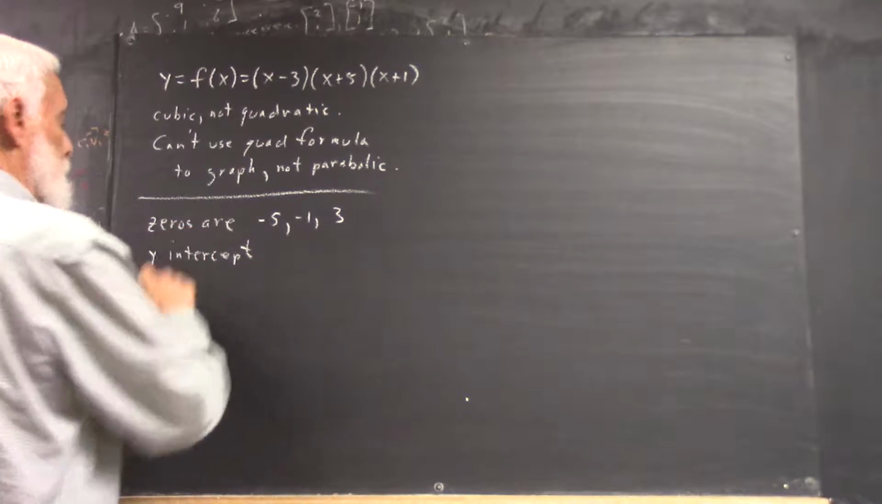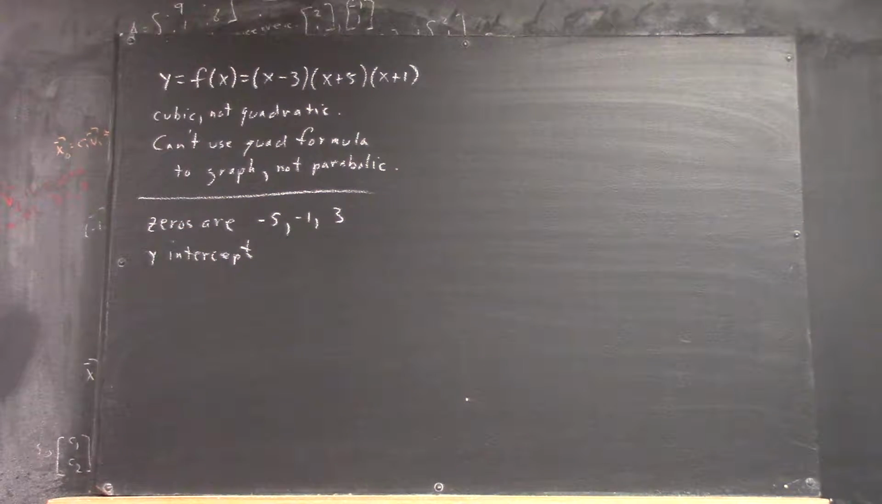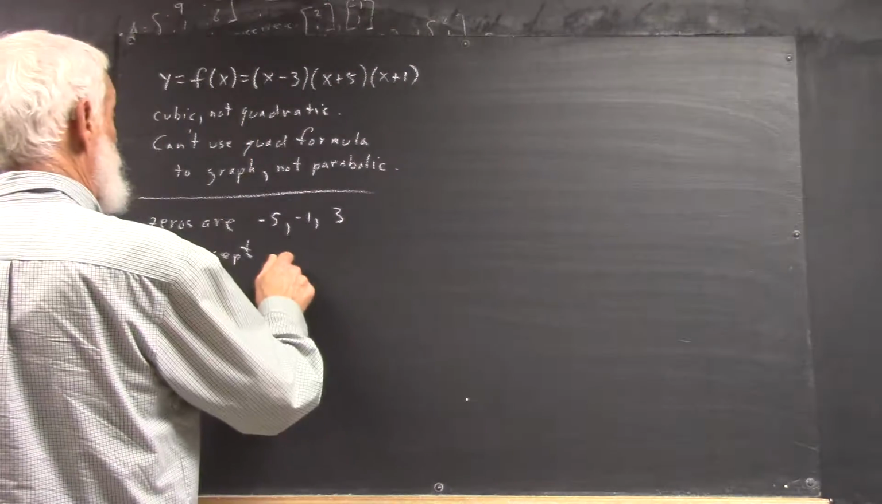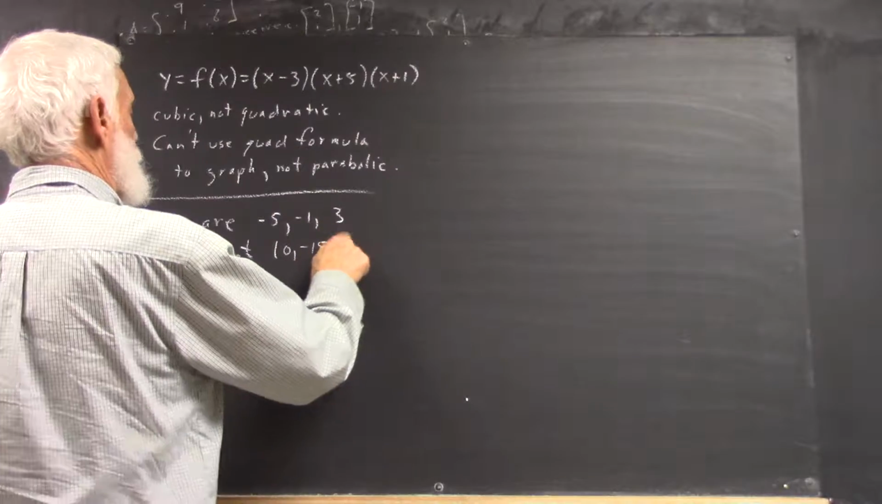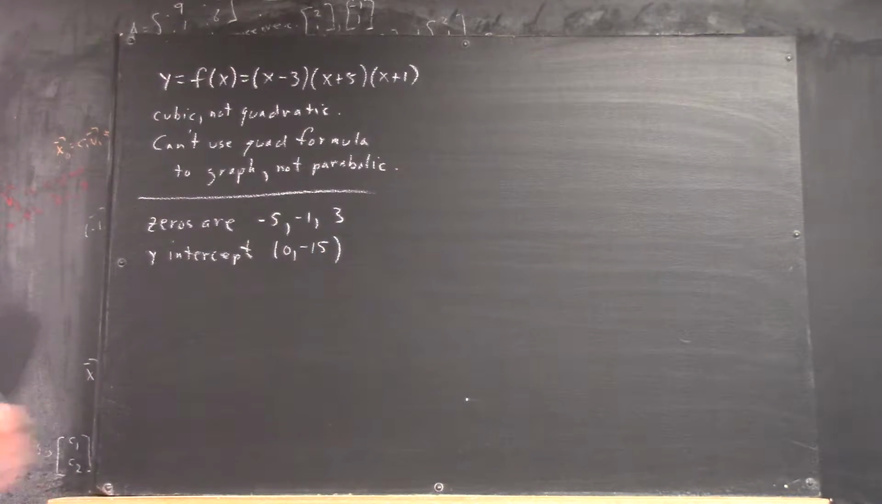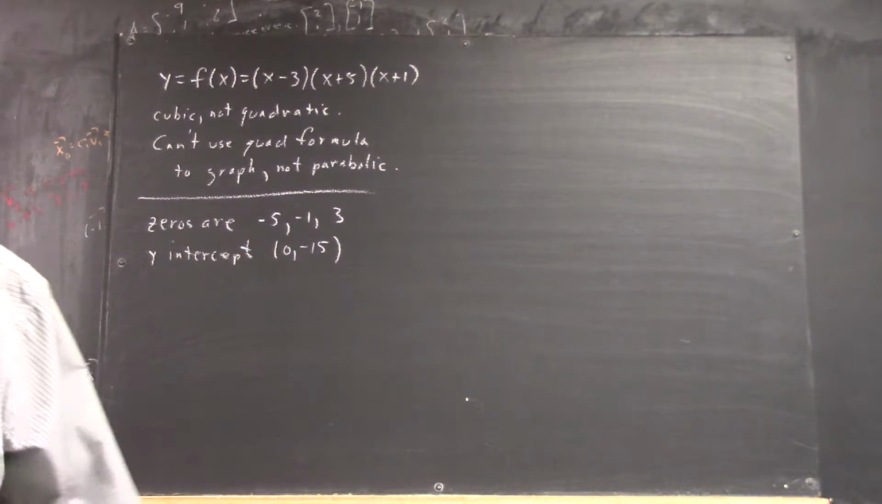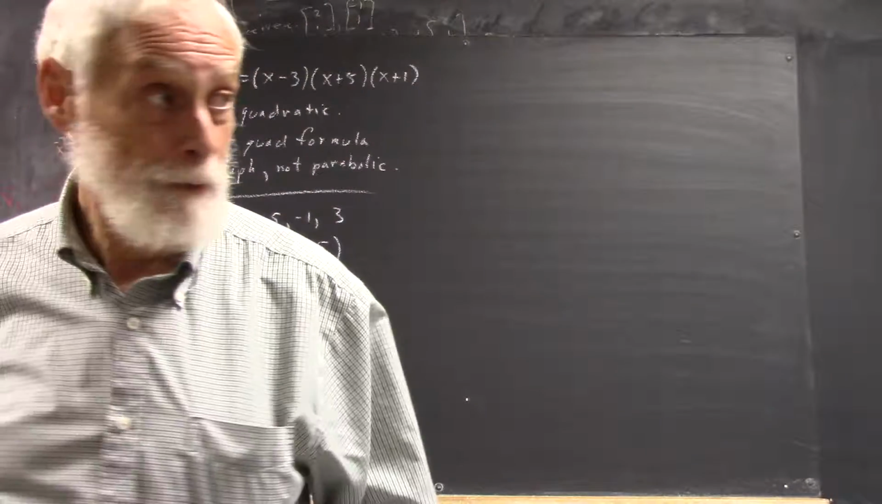What's the y-intercept? How do you get the y-intercept? Would be 15. Yeah, you plug in x equals 0, -15. I'm just going to write that down. I said before how you get the y-intercept, right? I assume you've got that locked in.